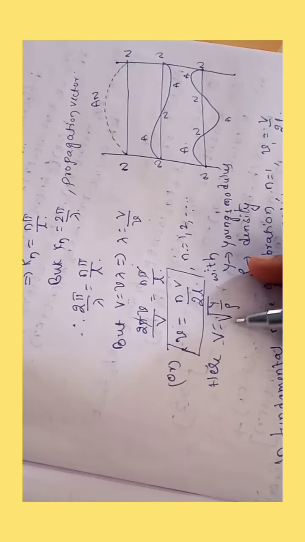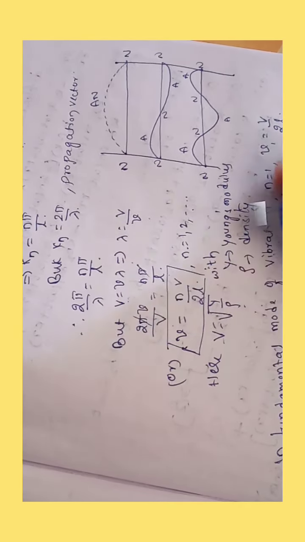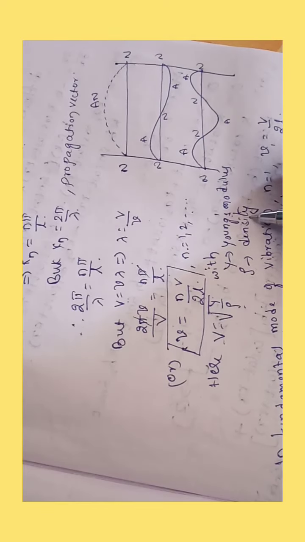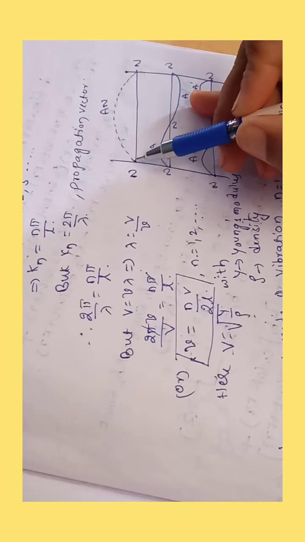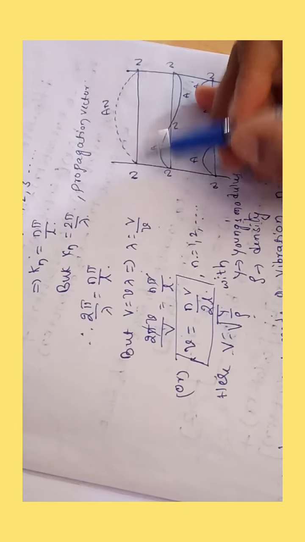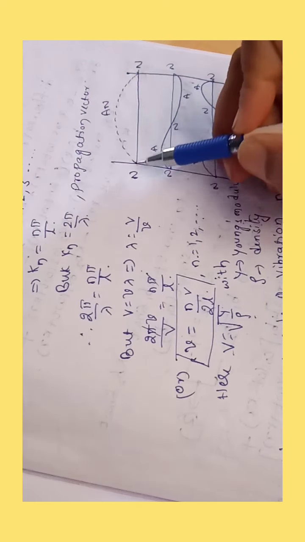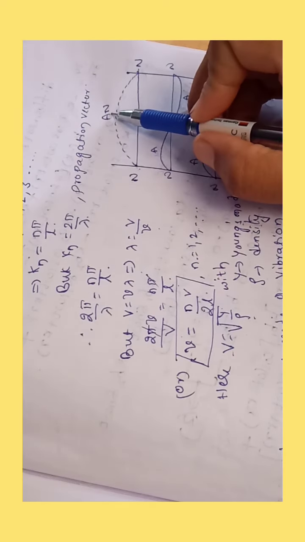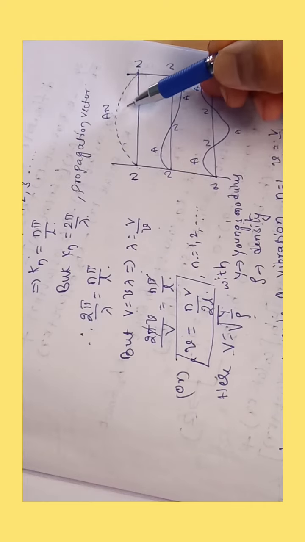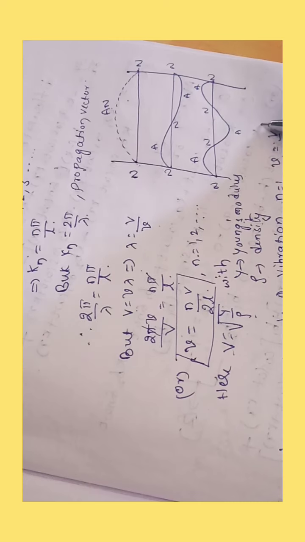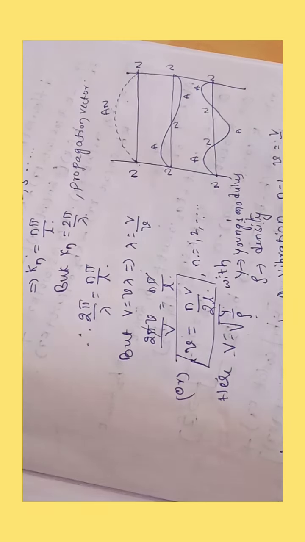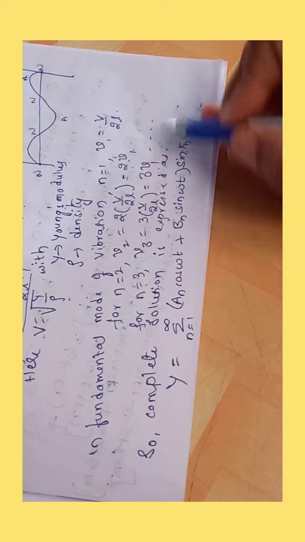And v we already know as under root Y by rho, with Y as Young's modulus and rho as the density. Now in the fundamental mode of vibration, at the fixed ends displacement is 0, so we get nodes, and in between we will get an antinode. So this is the fundamental mode of vibration or fundamental frequency with n equal to 1. So nu 1 equal to v by 2L. Now similarly for n equal to 2, nu 2 equal to 2 nu 1, and for n equal to 3, nu 3 equal to 3 nu 1, and so on.